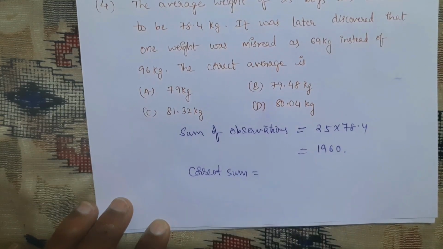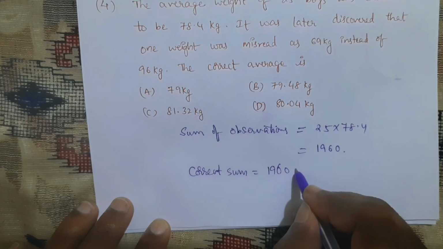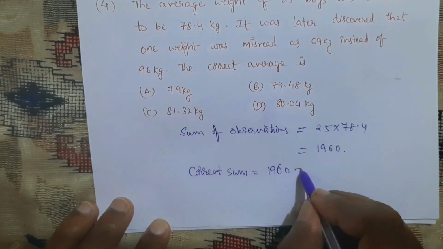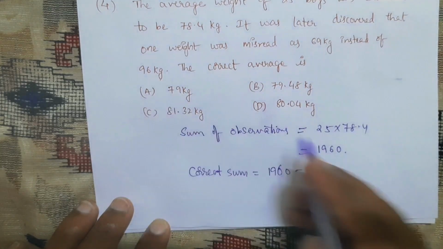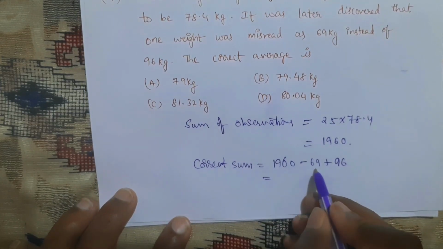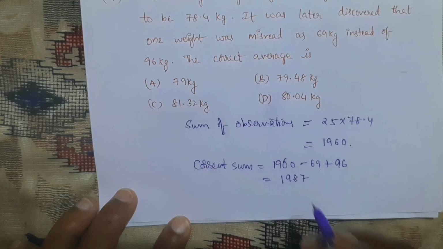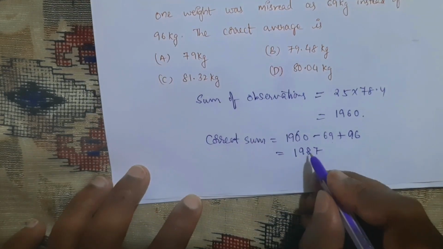Now the correct sum. What is the correct sum? Out of that 1960, as they misread 69, you delete that, and the actual weight, which is 96, you add. If you simplify 1960 minus 69 plus 96, you will get 1987. Okay, this is the correct sum.